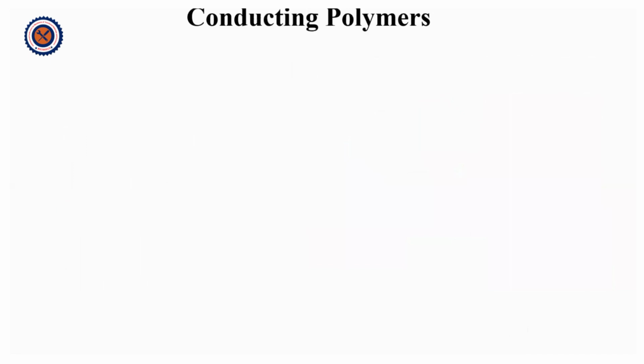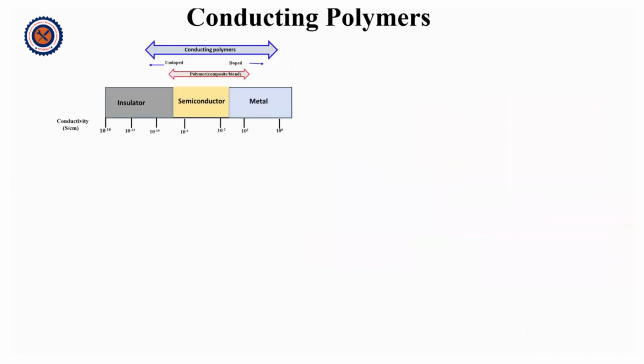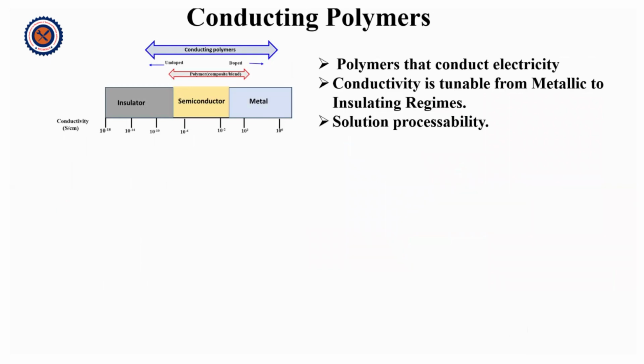Now, what is a conducting polymer? Conducting polymers are polymers that conduct electricity. As we know, metals are conductors, insulators are non-conductors, and semiconductors are somewhere in between. We can make these conducting polymers and tune them from the metallic to the insulating regime. The most important aspect of these conducting polymers is that they can be processed into a solution.